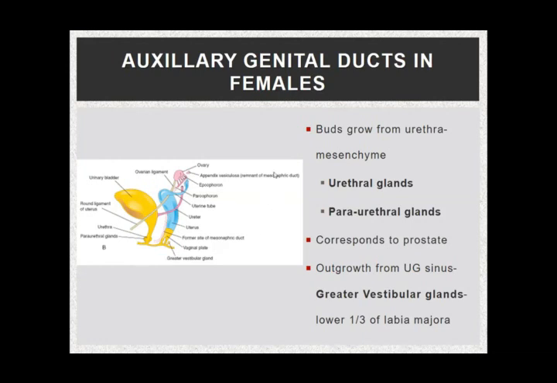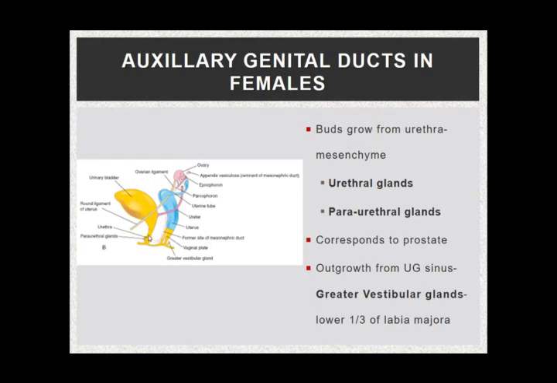Females, accessory genital ducts. What are the accessory genital ducts in the female? Now, this is the urinary bladder, and this is the urethra, and this is the developing uterus and the vagina. Obviously, if this is the urinary bladder, this has to be the urethra.